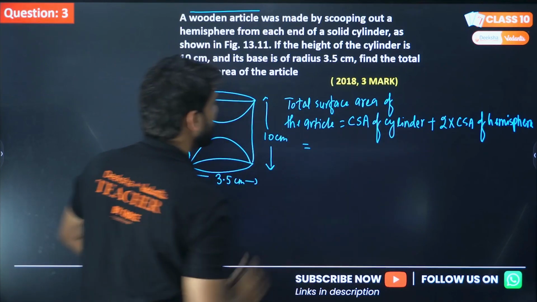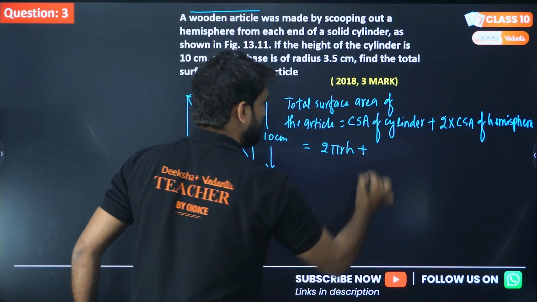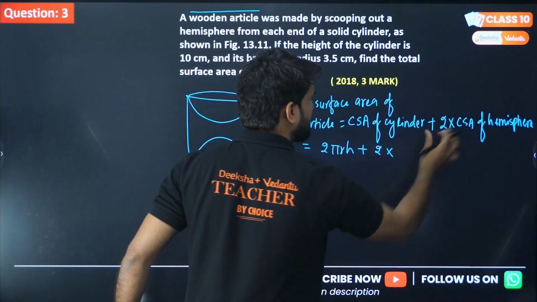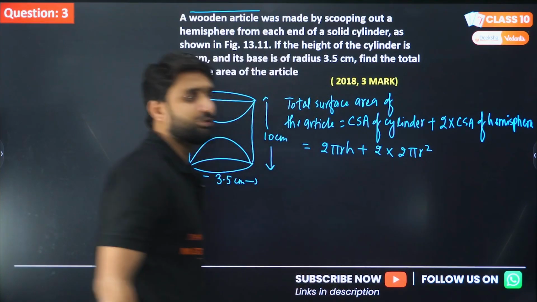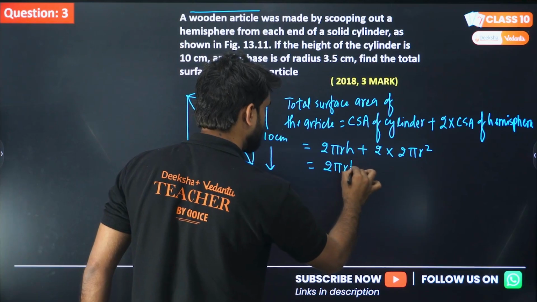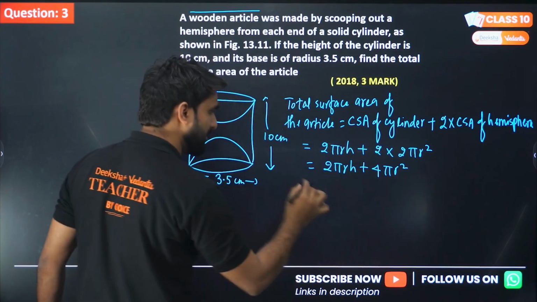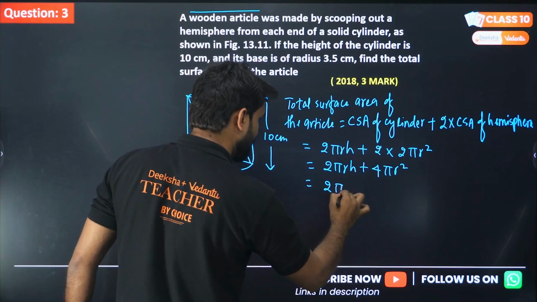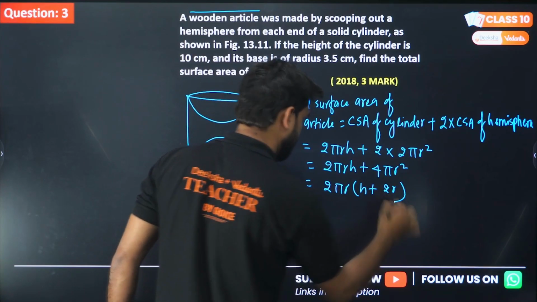Okay, so the CSA of the cylinder will be 2 pi rh plus 2 into the CSA of hemisphere, which is 2 pi r square. As we know, both the radii are equal, so we can modify this equation: 2 pi rh plus 4 pi r square. What can we take common here? We can take common 2 pi r. So here it will be h plus 2r, right?